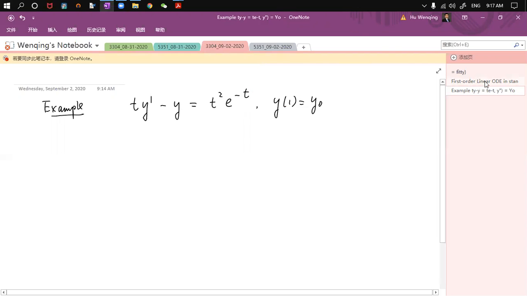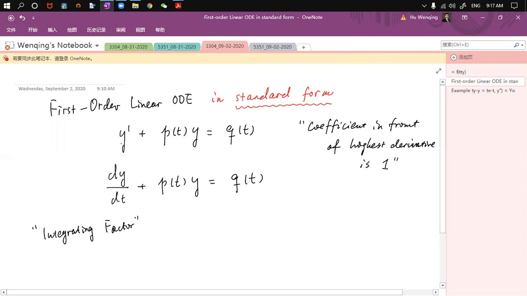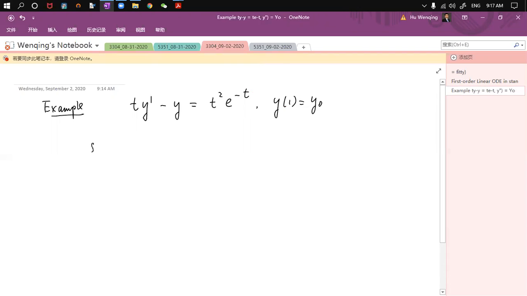Because in standard form, the coefficient in front of the leading, highest derivative must be 1. So in standard form it must look like y prime minus 1 over t of y is equal to t e to the power minus t. So you divide everything by t. This is very important. Whenever you see a first order linear equation, you must turn the equation into standard form.